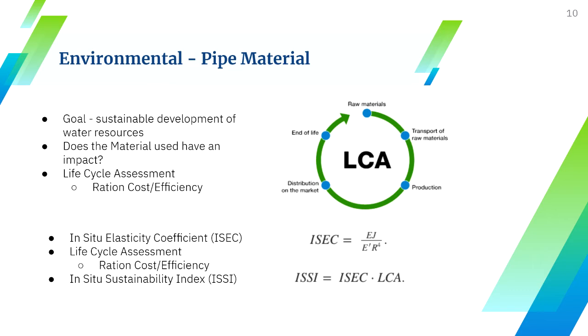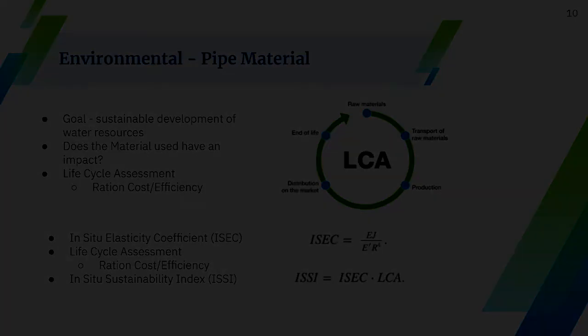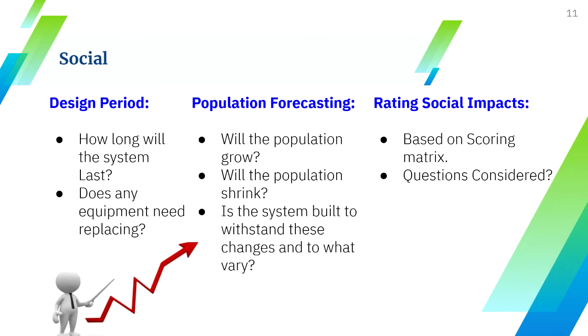Regarding the LCA application, its objective is to evaluate the impacts associated with the production phase of the different types of materials. A total of 10 test pipes of different materials are analyzed, chosen from the most popular ones on the market: steel, cast iron, glass, reinforced cement concrete, unreinforced concrete, fiber cement, PVC, PPE, PRFV, and PE are considered. Some of the social aspects that we looked at in this project include design period and population forecasting.